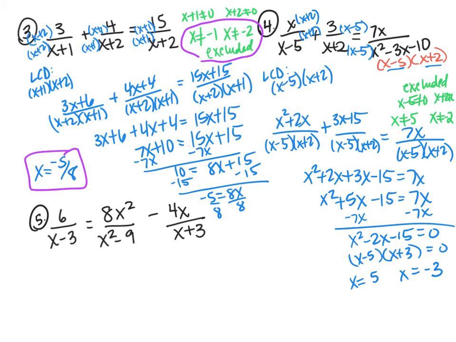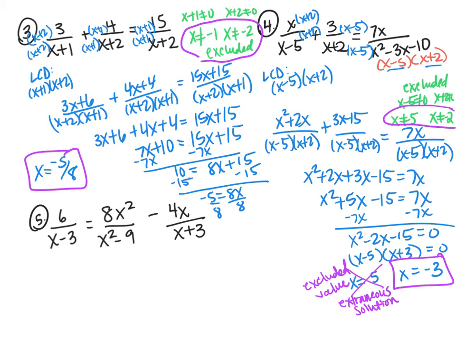Now, I got to go back and check my excluded values. They say that x cannot be 5, but that's what we got. So therefore, that makes this an extraneous solution, because it was an excluded value. Okay, so we've got a little vocabulary there. All right, so now the only solution that I can actually have on this one is that x is equal to negative 3. All right, last one.